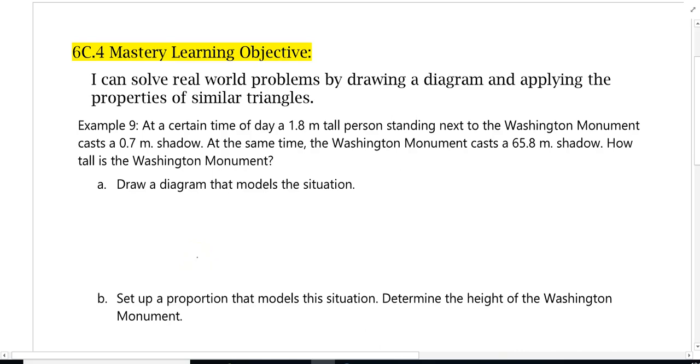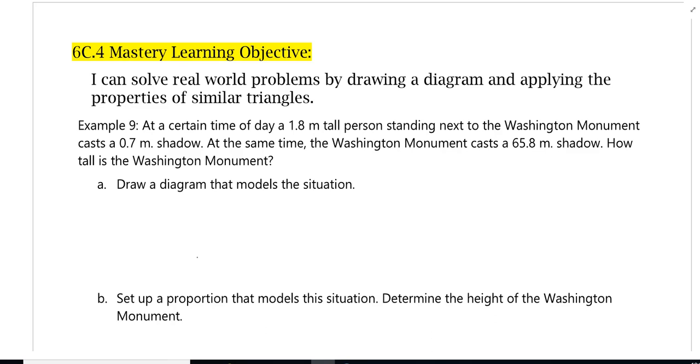Hey guys, in this video we're going to be covering activity 60.4. It's our last video for Target C, and our mastery learning objective is I can solve real-world problems by drawing a diagram and applying the properties of similar triangles. So, still setting up our proportions, still being able to use our side splitter theorem if we can.